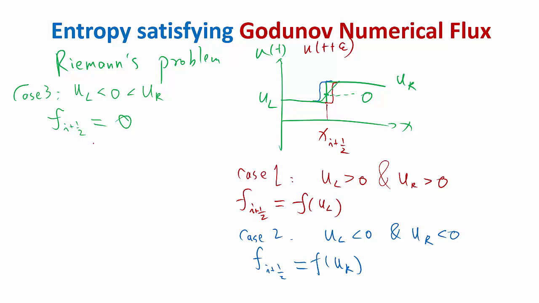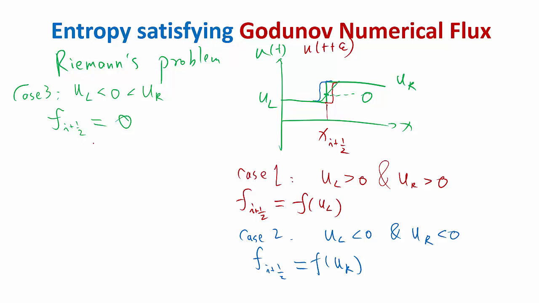This is actually the most tricky case to figure out in Godunov's scheme, actually in the Riemann solver, in the Riemann problem. Just for the Burgers equation. Let's generalize in the next lecture. Yeah.